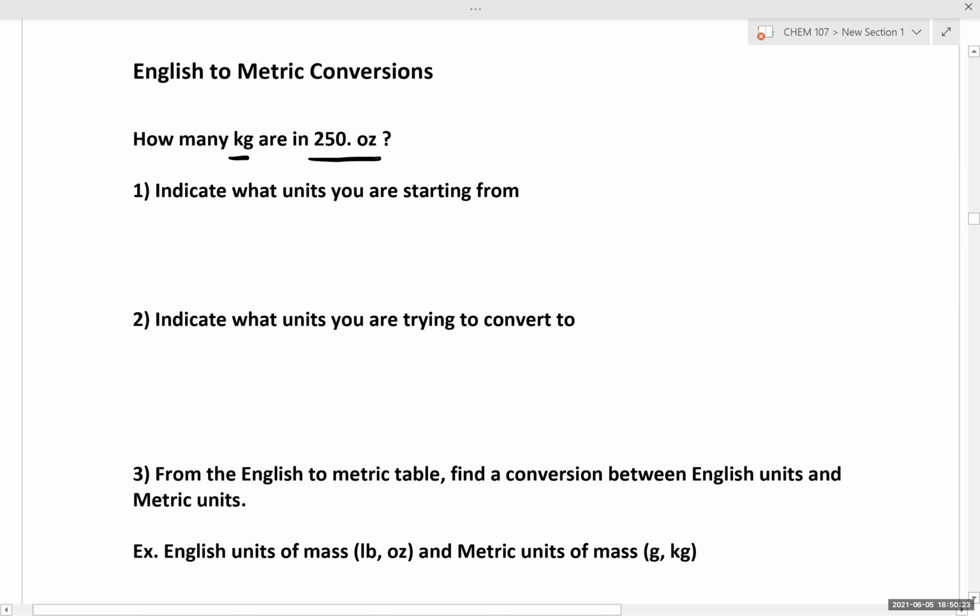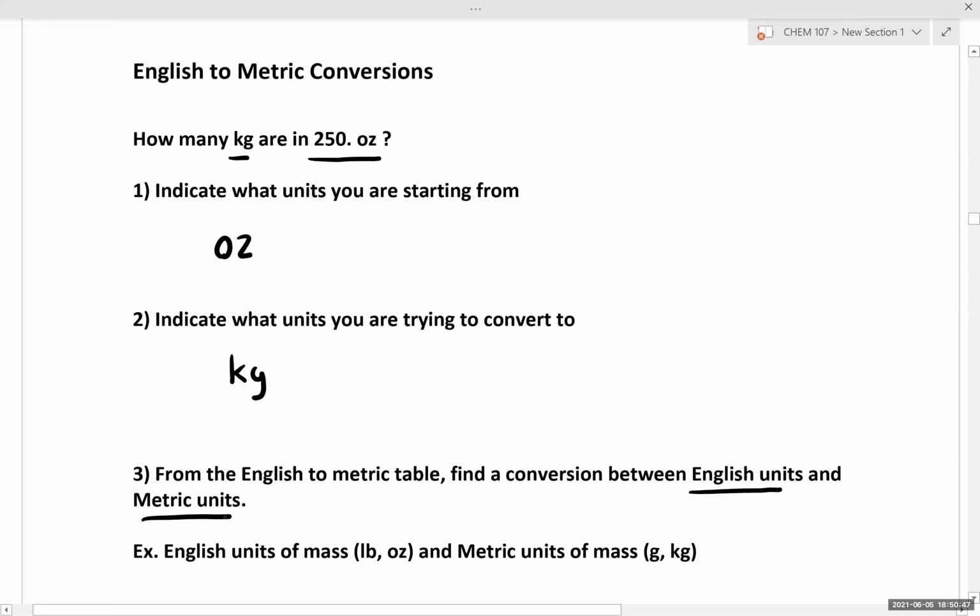So in this case, we indicate our starting unit, in this case, ounces, and our ending units, which in this case are kilograms. Now, what's unique when you're dealing with English to metric conversions is your goal is to find a conversion between the English units and metric units.